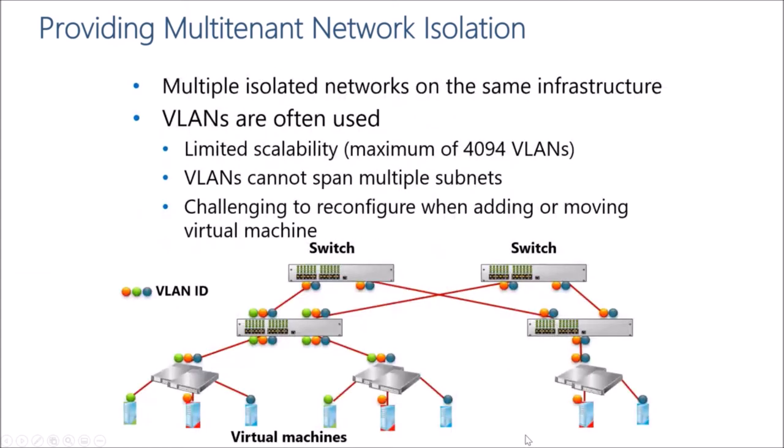All right, so yeah, it is possible to use VLANs to separate and isolate traffic on the same physical infrastructure. So VLANs are often used, but it's limited. Okay, you're probably going to say 4,094 VLANs is limited. Well, if you have literally tens of thousands of companies being hosted on your physical infrastructure, yes, then that 4,094 is not quite enough.